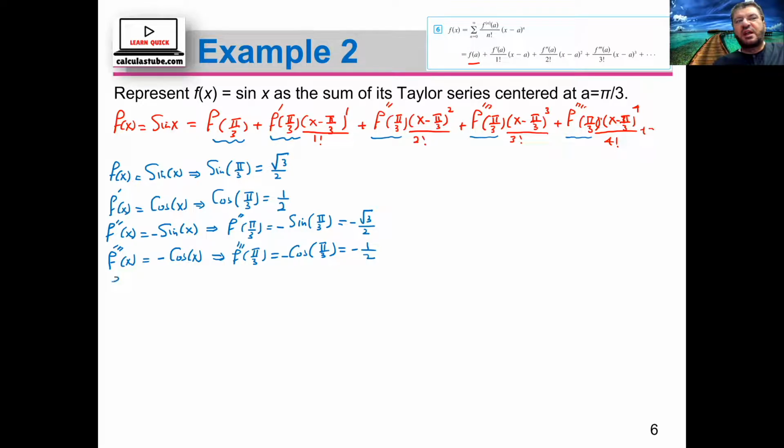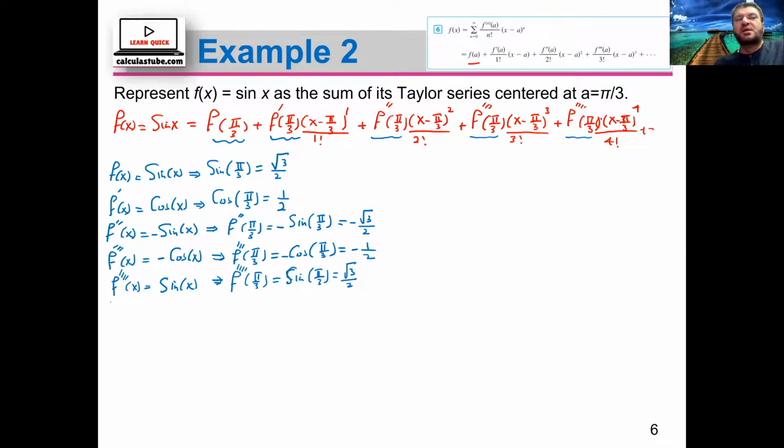Let's go to the last derivative, f fourth of x, guys. The derivative of minus cosine is sine, so it becomes sine x. So you see the loop is closed now. We started with sine, we ended up with sine. So this implies that the fourth derivative at pi over 3 is nothing but sine pi over 3, which again takes me to square root of 3 over 2.